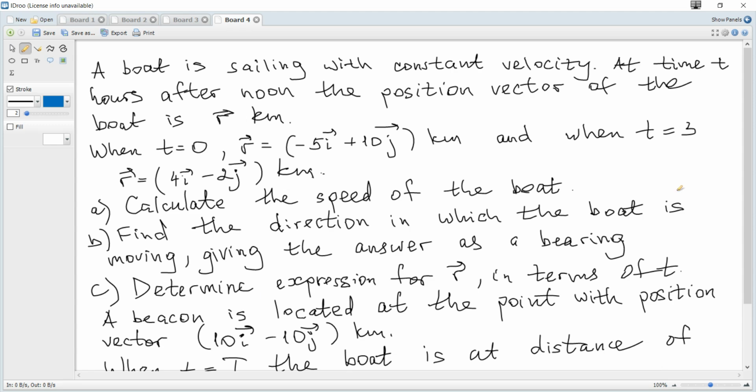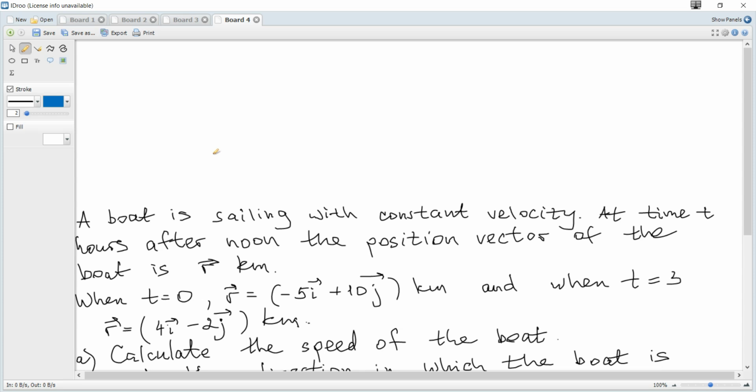A boat is sailing with constant velocity at time t hours afternoon. The position vector of the boat is r kilometers. When t is 0, r vector is given in kilometers, and when t is 3, r is given in kilometers. Question: calculate the speed of the boat. So this situation looks like this.